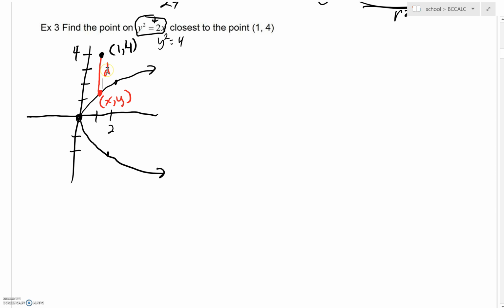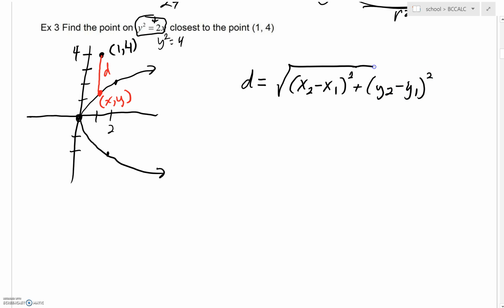closest to the point (1, 4). So you might not be too surprised that we're going to be using the distance formula in this problem. So the distance formula, really the Pythagorean theorem in disguise, is the square root of (x2 minus x1) quantity squared plus (y2 minus y1) quantity squared.